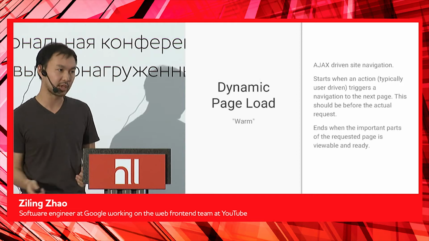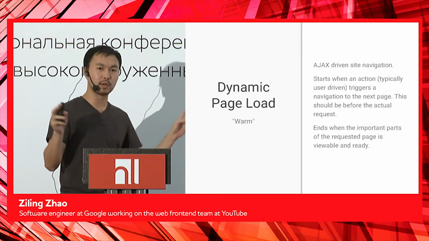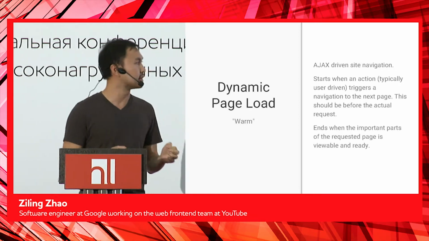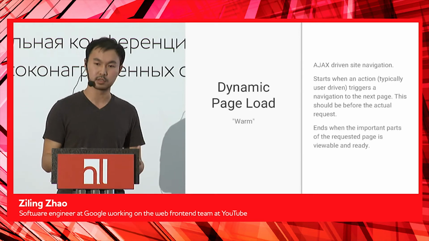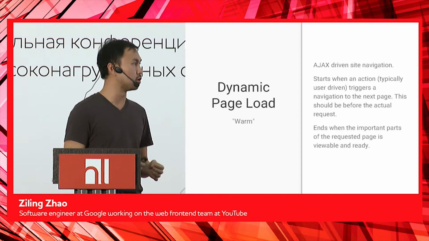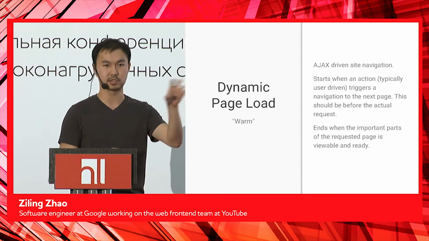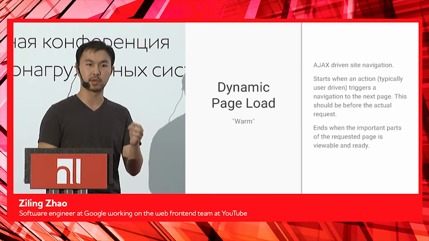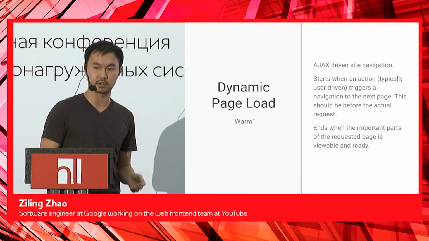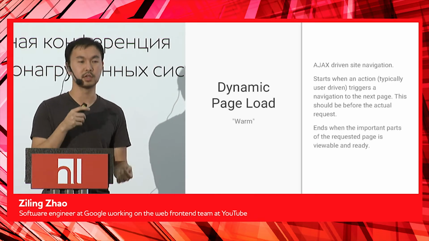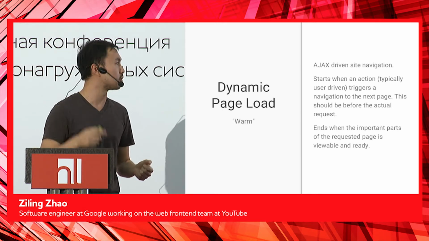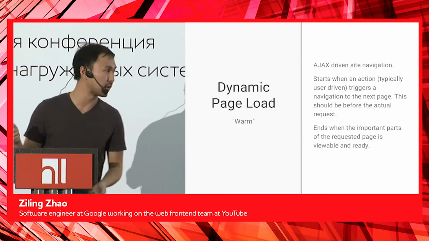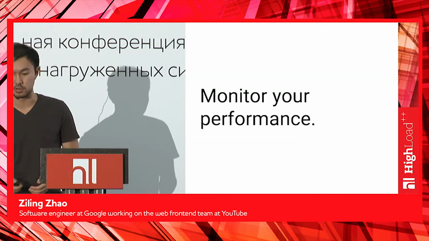The dynamic page load is the new web experience where you're trying to be very smooth and native-like. And that involves usually AJAX-driven navigation. You'll load only the parts that you need, and you only change the parts of it you need. This starts with an action that you can measure. You can measure it earlier than the cold page load because now you can have the user click involved, not just the network request. Again, it ends at the same time, when the important parts of the page are ready and viewable, usable by the user.